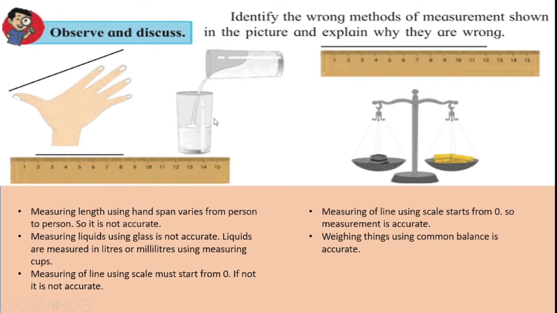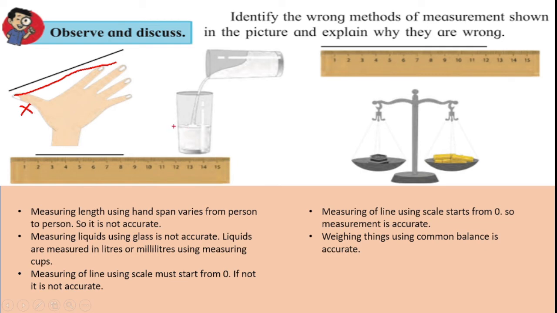Observe and discuss. Identify the wrong method of measurement shown in the picture and explain why they are wrong. So, in the first picture, the measuring length using hand span. So, it cannot be used because it varies from person to person. It is not accurate. So, it is an informal method of measuring length.